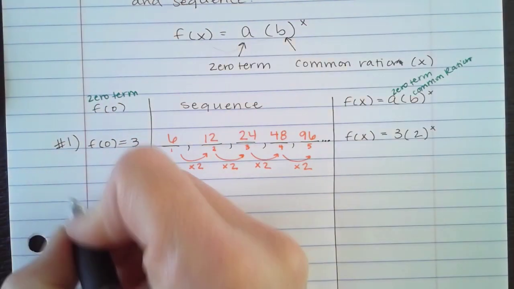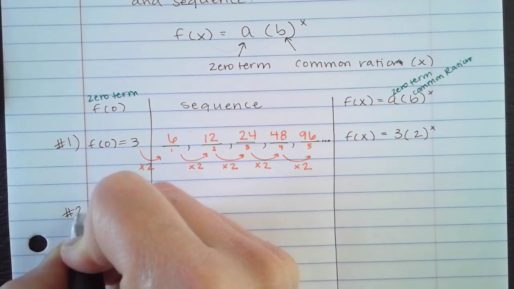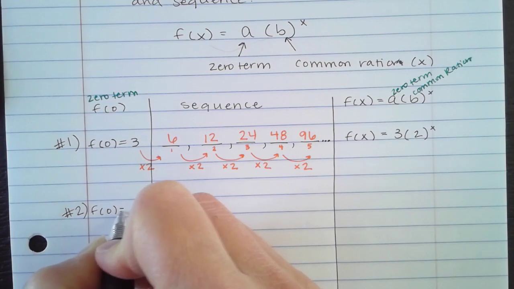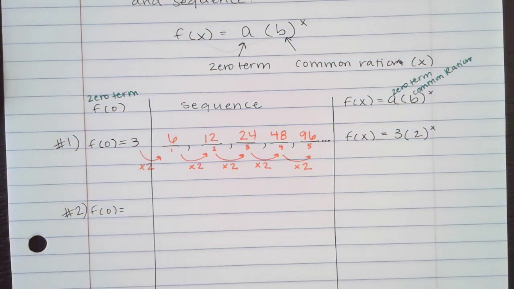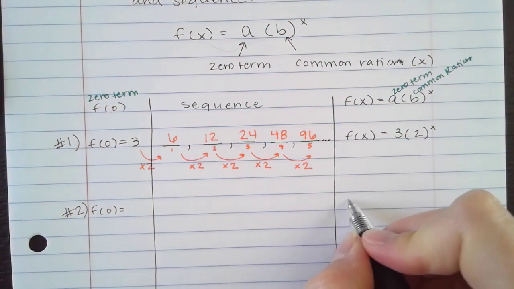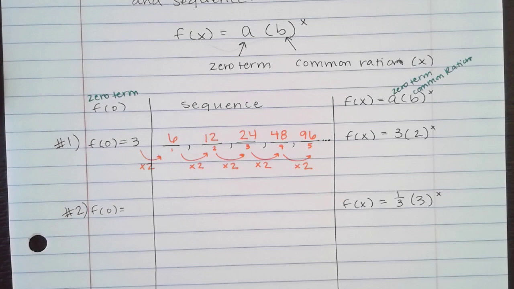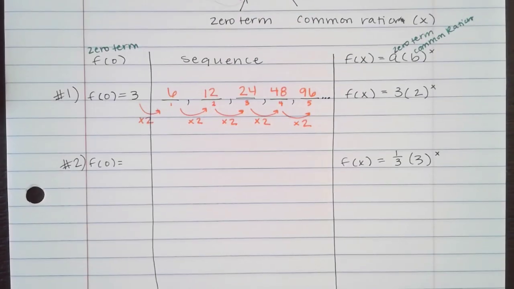Filling in pens here. Okay, so in this case, I'm not technically giving you the zero term. You're going to have to figure that out on your own. But it's really easy because I'm going to give you the equation, which is 1/3 times 3 to the power of x. So let's dissect this.